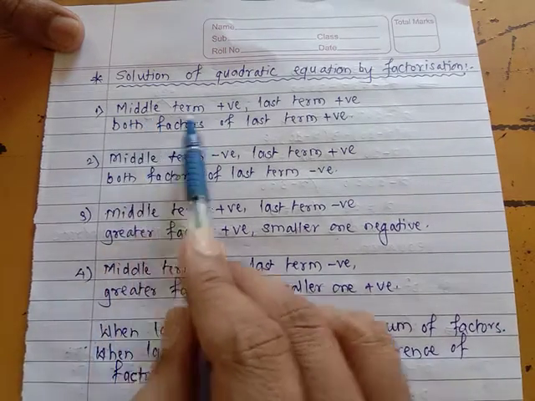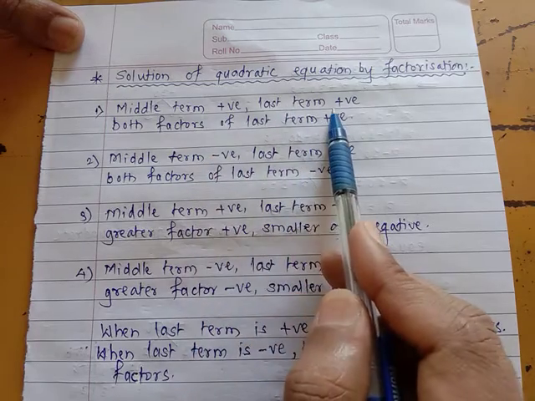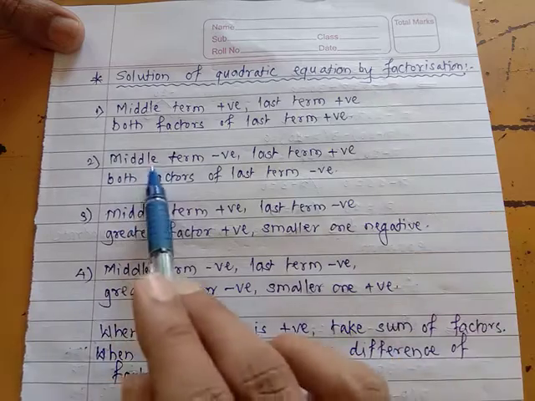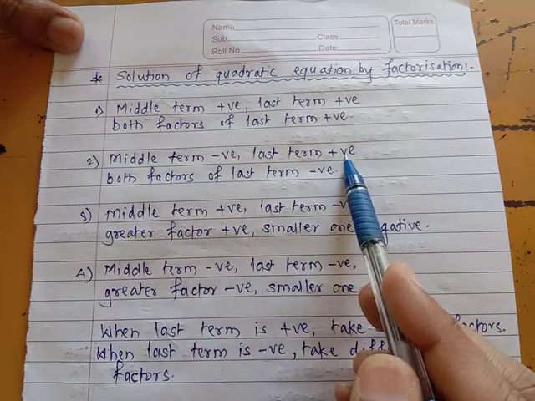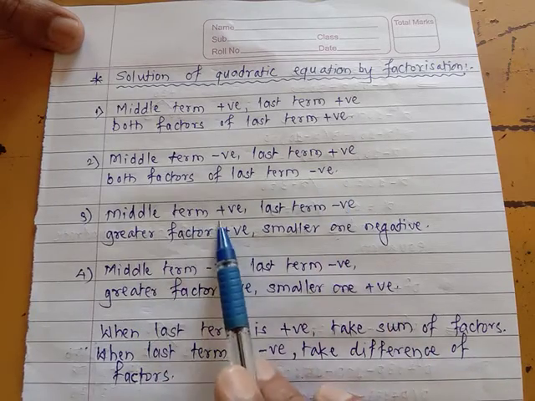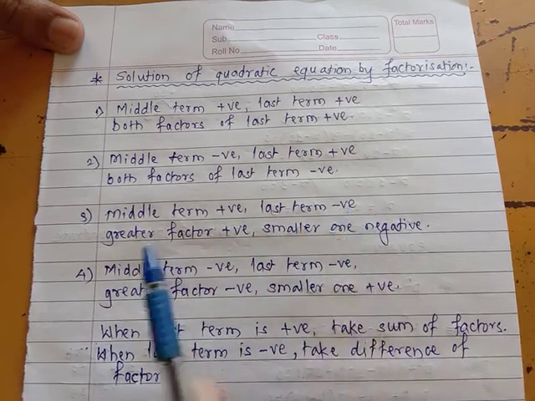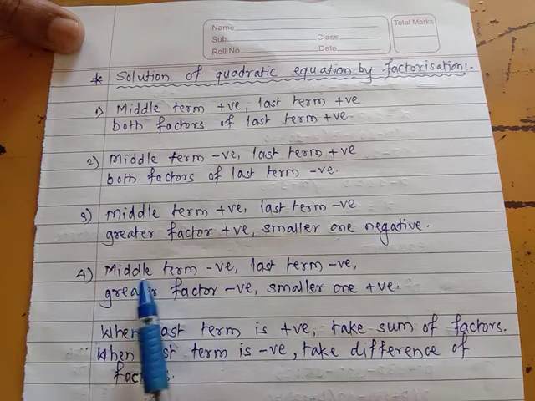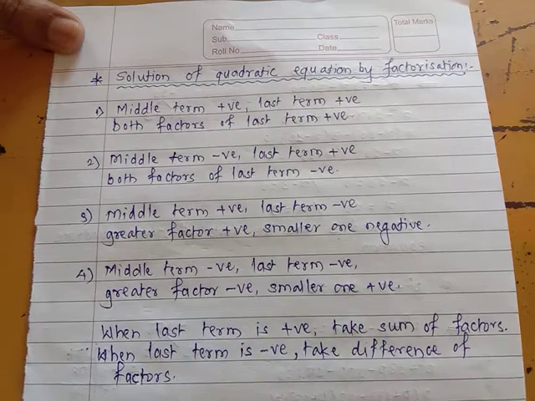So first is middle term positive, last term positive, then both factors of the last term are positive. When middle term negative, last term positive, both factors of last term are positive. Middle term positive, last term negative, greater factor positive, smaller one negative. And fourth one is middle term negative, last term negative, greater factor negative, smaller one positive.